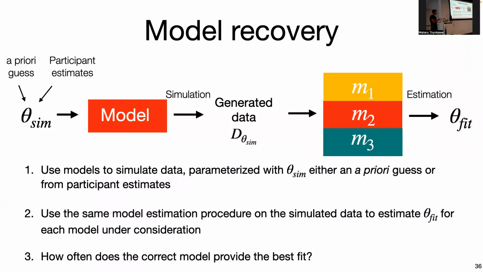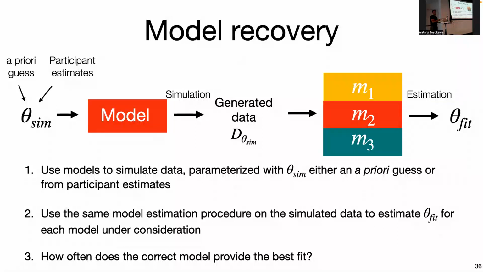So what we do is we take these parameters, either from some a priori guess or our estimated parameters. We parameterize our models and run some simulations, and we get some data. And this data should look identical to the type of data we collect from an experiment. Then we use our model estimation procedure on the simulated data, and we estimate different fits. And we're trying to see how often a correct model provides the best fit.